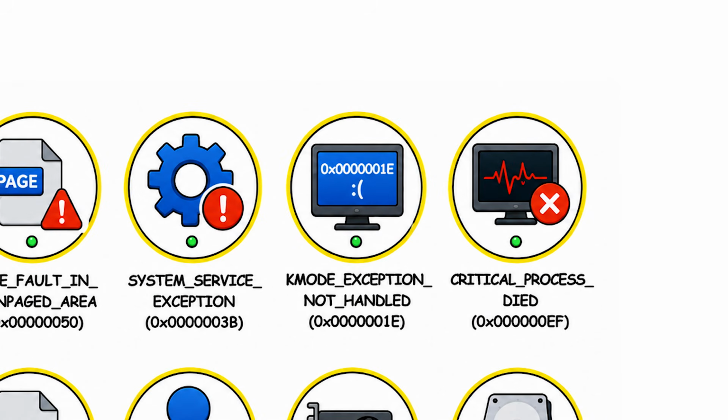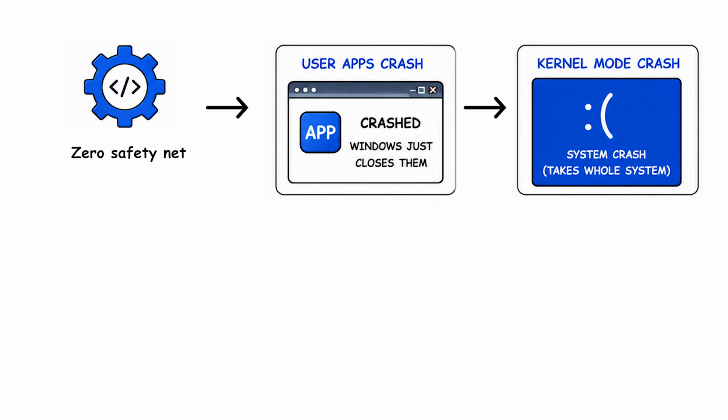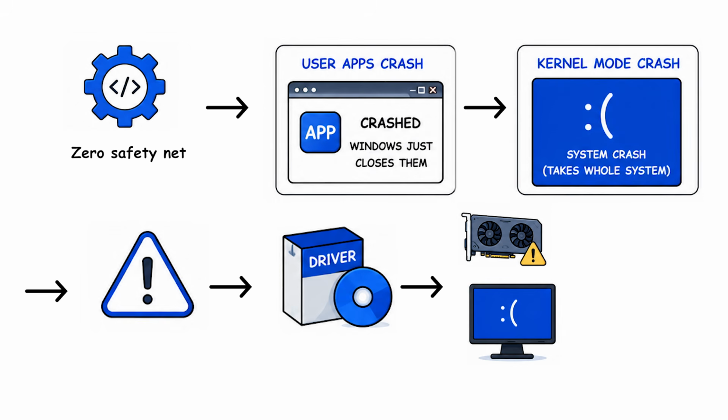K-mode exception not handled. Kernel mode is the part of Windows with zero safety net. User apps can crash and Windows just closes them, but kernel mode code crashes and it takes the whole system with it. This is exactly that, an unhandled exception in kernel mode. Almost always a driver you just installed or updated that isn't playing nice with your hardware.